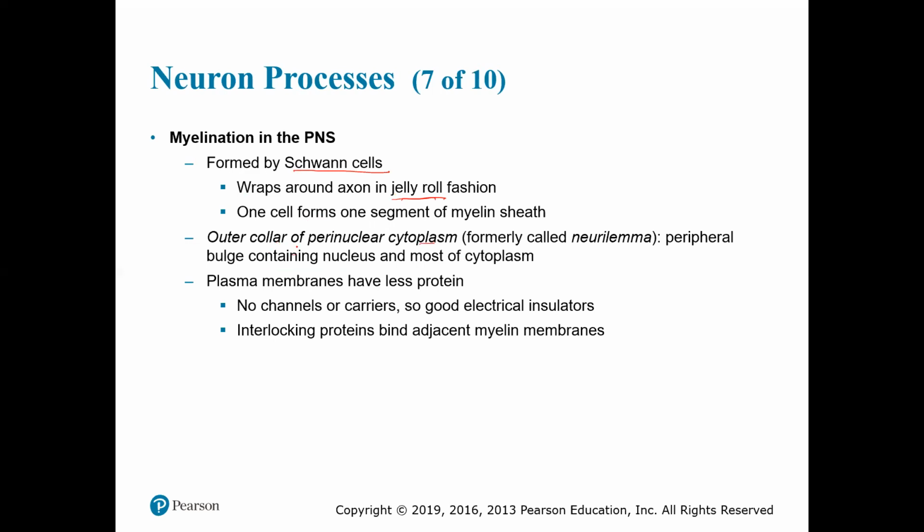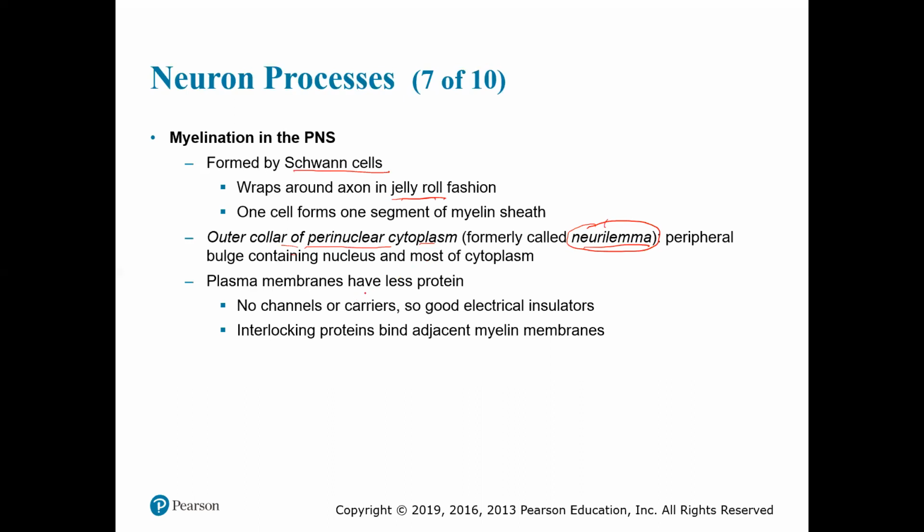So the outer part of the Schwann cell or the myelin is called neurolemma. Remember, the covering or the membrane of the axon is called axolemma. Neurolemma, check the spelling, right? Neurolemma, and that's peripheral, outside the Schwann cells, myelin.